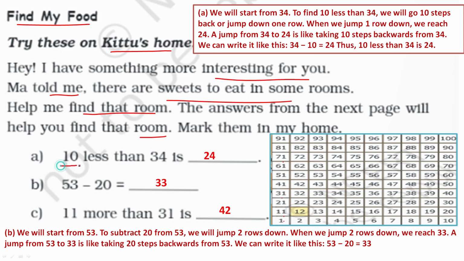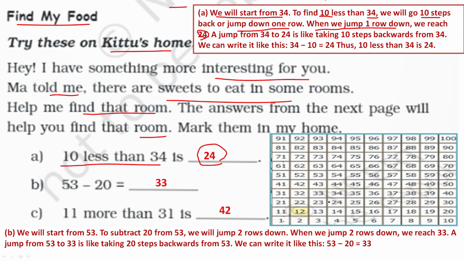10 less than 34. We start from 34. What do we have to do? The rule: we start from 34 to find 10 less than. We will go 10 steps back or jump down one step. The shortcut is to jump down one step or go 10 steps backward. When we jump one row down, we reach 24. The answer is 24.